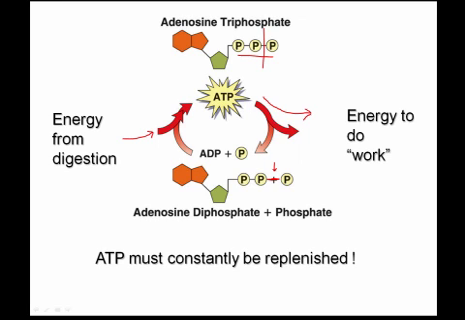ATP must constantly be replenished in the cell. In the next lesson, Lesson 7, we will look at cellular respiration and see how we do break down food molecules, extract that energy, and use the energy to make ATP.